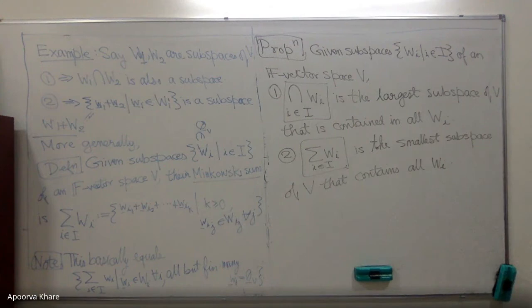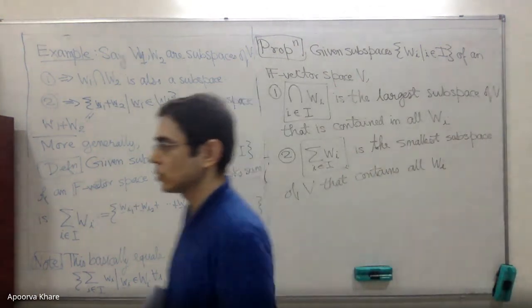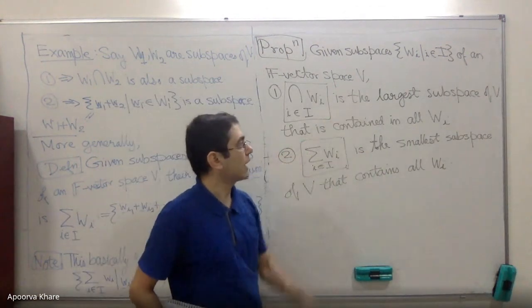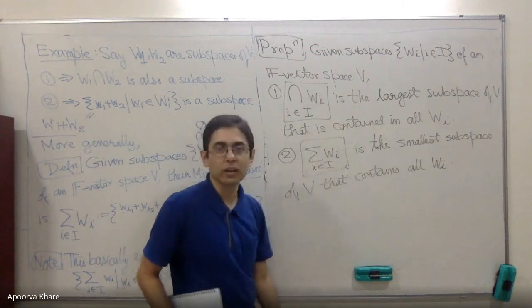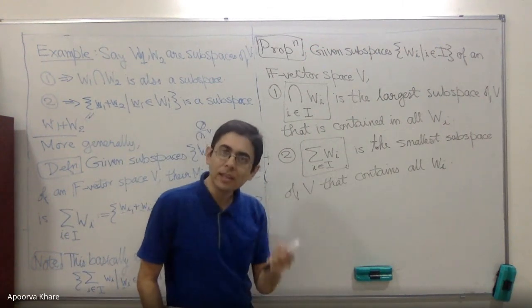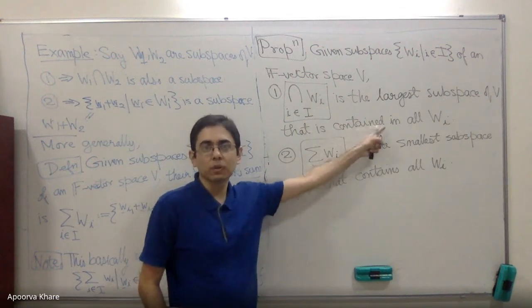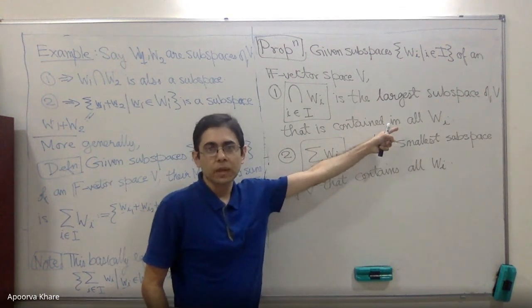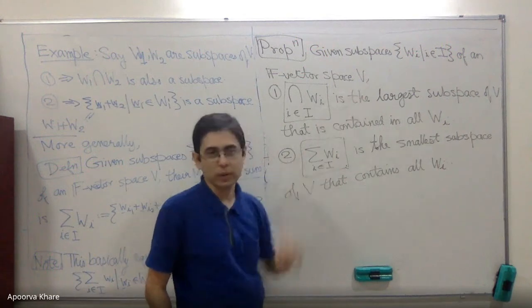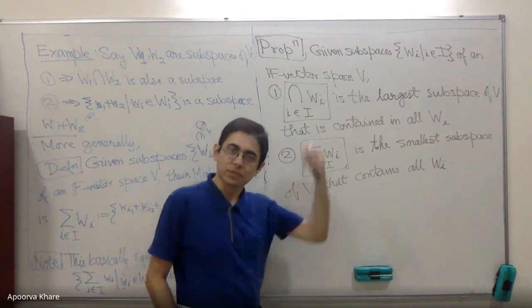Now, what does it mean to be largest and smallest and so on? Let's look at this one. It is the largest subspace of V that is contained in all the Wi. It means if you take any other subspace of V that is contained in all the Wi, then that subspace must be contained in the largest one. It itself is a subset of the intersection.